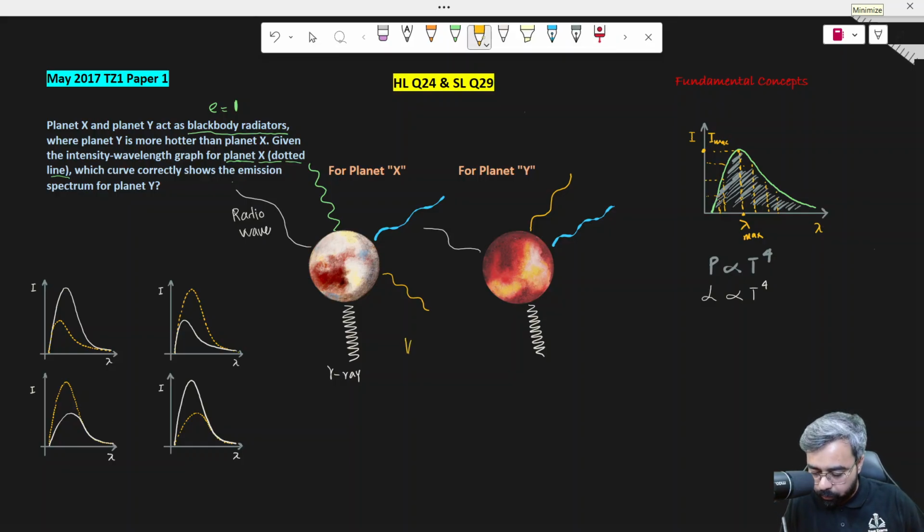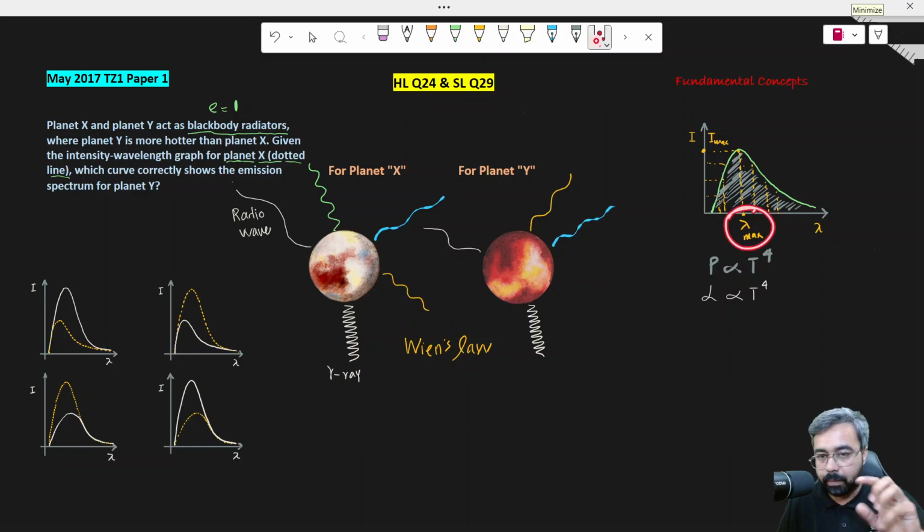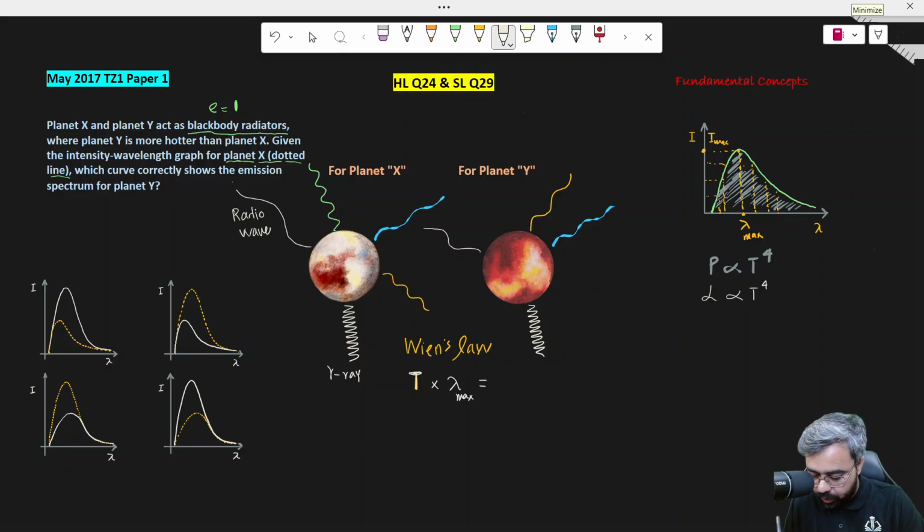Let's take advantage of Wien's law. Wien's law relates the temperature and the maximum wavelength, which I mentioned here. The maximum wavelength doesn't mean it has a maximum length. No, it means that it is that light which carries the maximum energy. So it says that the product of the temperature and the maximum wavelength is constant, and that constant is 2.9 times 10 to the power negative 3 meter Kelvin. So that is constant. It means that the maximum wavelength and the temperature are inversely proportional.